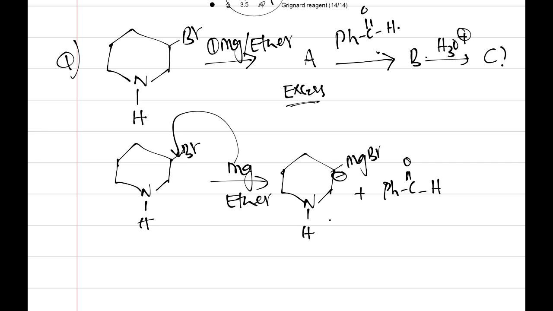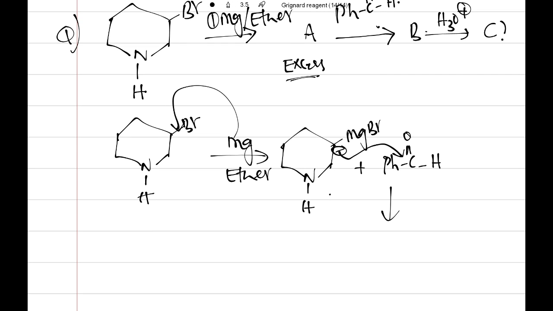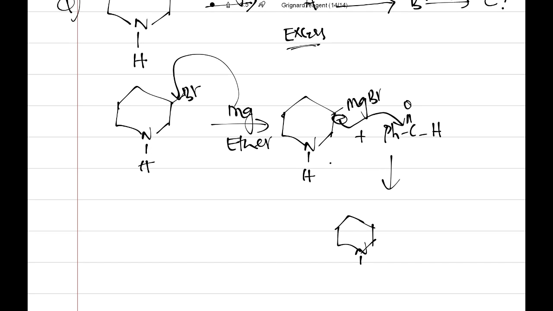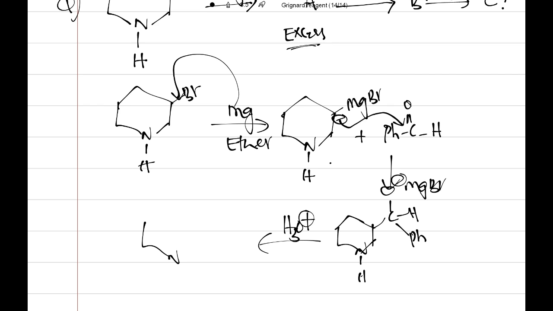Even if you take excess, this has only an aldehyde, so the Grignard is attached to the electrophilic carbon, and we can get carbon with O minus, and this is the Ph and hydrogen. Followed by hydrolysis, we can get the alcohol. This is the product of the reaction: OH, this is the hydrogen, and this is the Ph here. Right, next question.